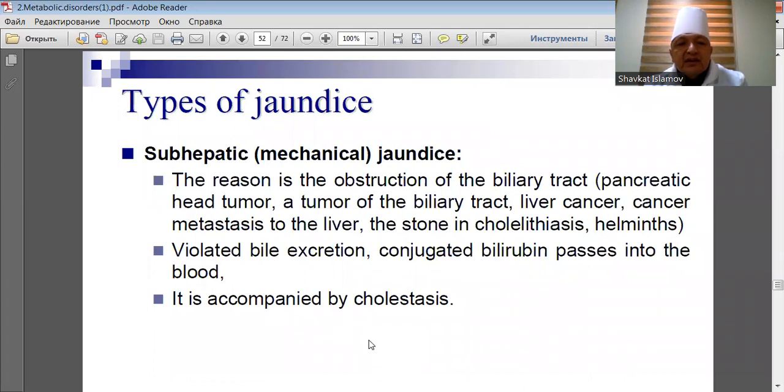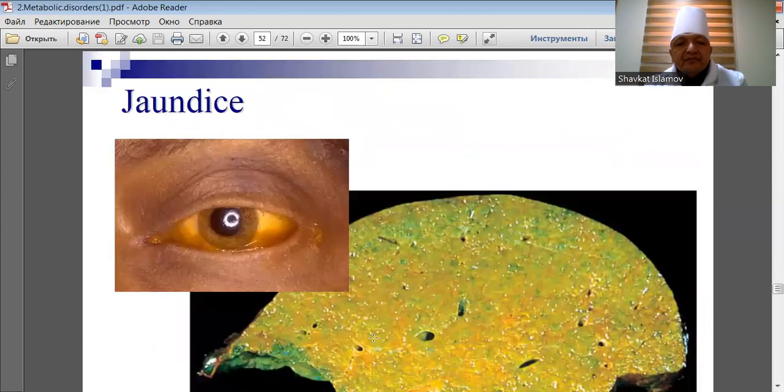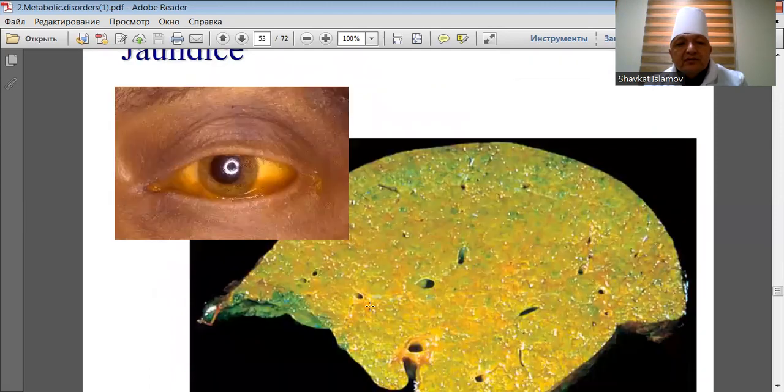Types of jaundice. Subhepatic mechanical jaundice. The reason is the obstruction of the biliary tract. Bile excretion is violated, and conjugated bilirubin passes into the blood. It is accompanied by cholestasis. Macroscopic jaundice.